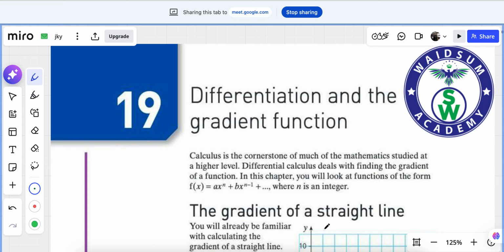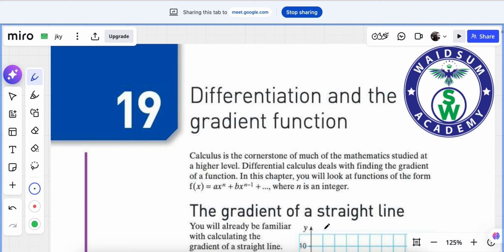Now let's start with calculus. We say calculus is the cornerstone of much of the mathematics that we study at higher level. The mathematics we do in university and in colleges is usually calculus. Calculus includes differentiation and integration. The mathematics you do in foundation, if you are in the science stream, is calculus. So calculus involves differentiation and integration.